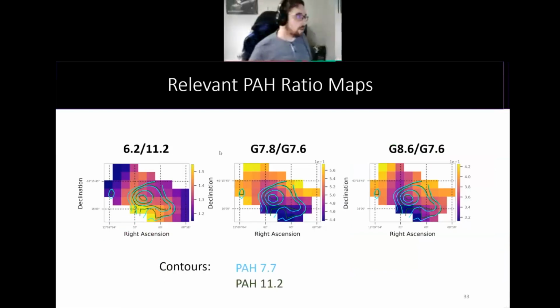And so we have the relevant PAH ratio maps from the previous section. And again, we show the significant PAH band spatial distributions. So in terms of the ions and the neutrals in 7.7 and 11.2, which seem to have a very similar distribution, which peaks around this source A. But as you can see, in terms of these individual PAH ratios, we have a very different picture, with peaks far away from the source center.